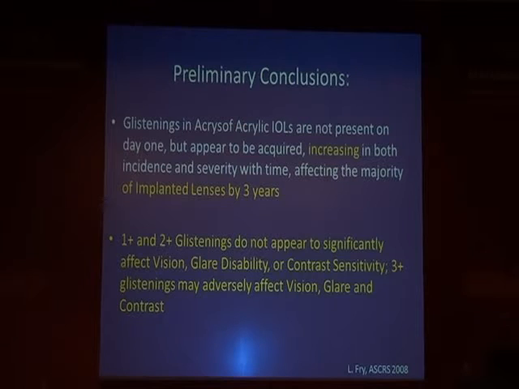The conclusions drawn by health organizations across the world are that the glistenings seen in acrylic IOLs are not present on day one, which we missed, but appear to be acquired, increasing over a period of time from 3 to 7 years. 1+ to 2+ glistenings usually do not significantly affect the vision, though contrast sensitivity was not measured much in these studies. But definitely there is a difference in glare disability, contrast sensitivity, and also the quality of vision.